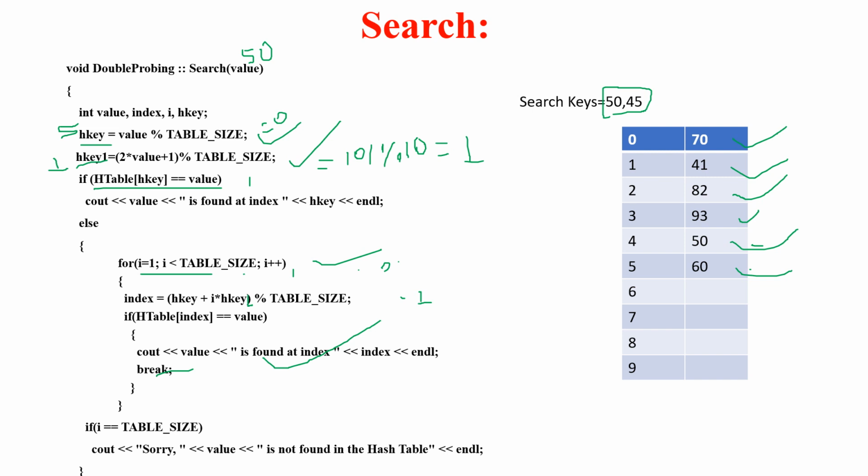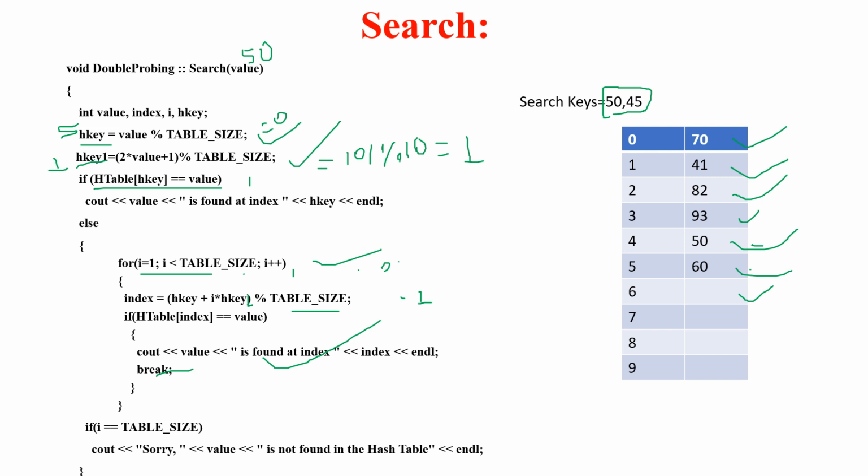Right? So 5 plus 1 into 1. How much is it? 6. 6 modulus 10, what value will you get? 6. Go and check that. Is 6 having a value? Is 6 having any value? No, 6 is not having the value 45.